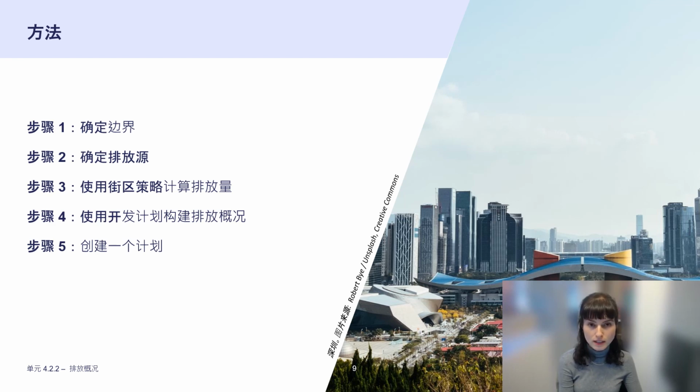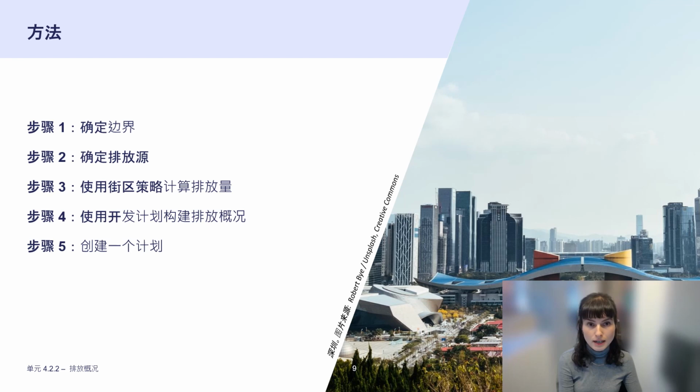Step 1. Define the boundary. The geographic boundary of the neighbourhood defines which emissions sources and activities should be included in the net zero emissions assessment. Step 2. Identify emissions sources. It is important that all operational and embodied emissions within the boundary are included. There will be other emissions from the consumption activity of residents, workers and visitors. Consider including these emissions too.